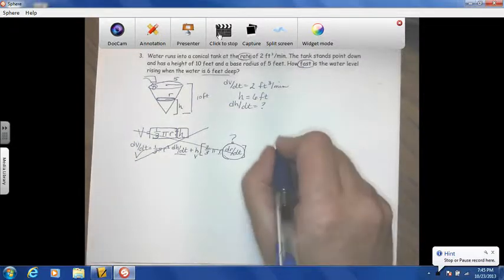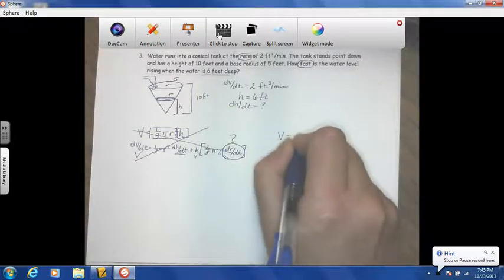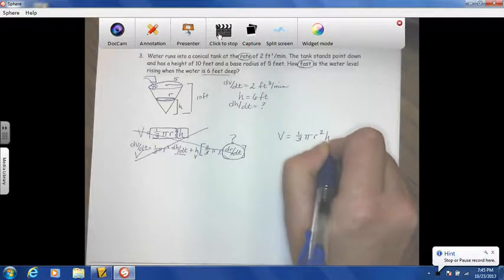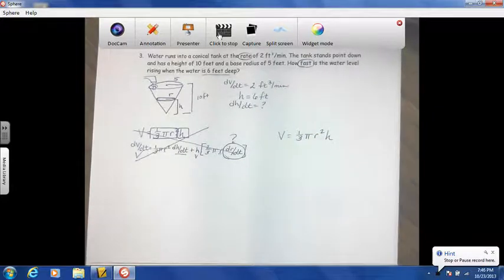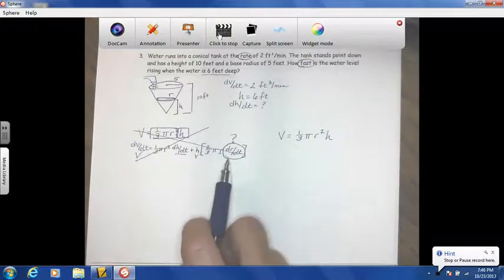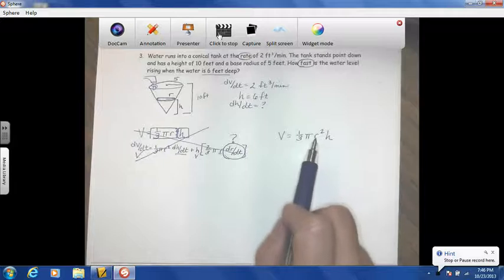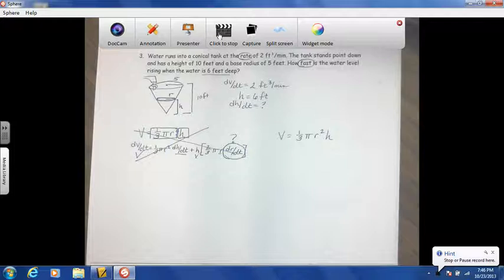So let's come over here and write the formula again. 1/3 pi r squared h. And let's approach it a little bit differently. Now that we know we have a problem with the dr/dt, the rate of change of the radius, what we need to do is come up with a formula that we can use to substitute the r out of the equation. So let's look back up here.